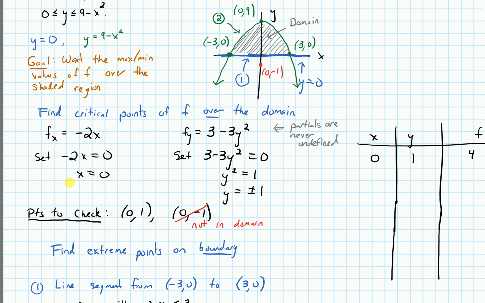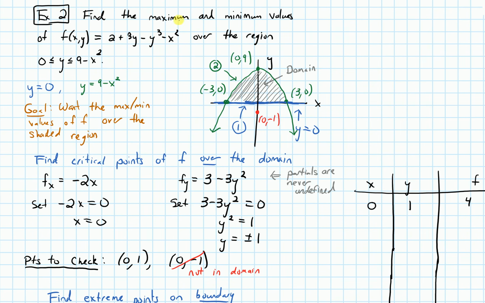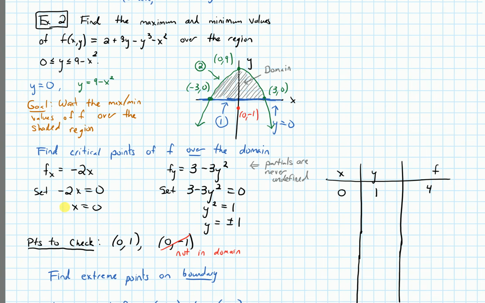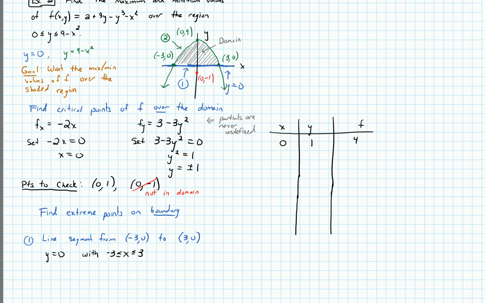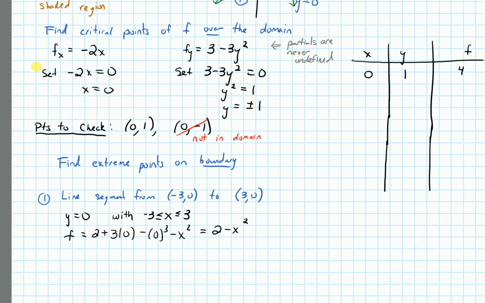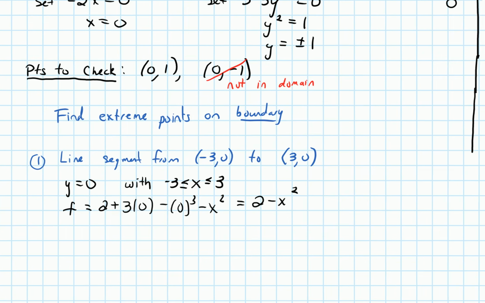So what I can do with that is plug that into our function's formula. Anywhere there's a y, I'm going to plug in 0. If we do that, we end up getting that f equals 2 plus 3 times 0 minus 0 cubed minus x squared. Simplifying this, it's 2 minus x squared. So on that boundary curve, on this line segment, our function just equals 2 minus x squared. There's only one variable here now.